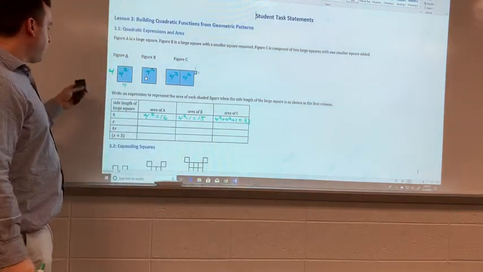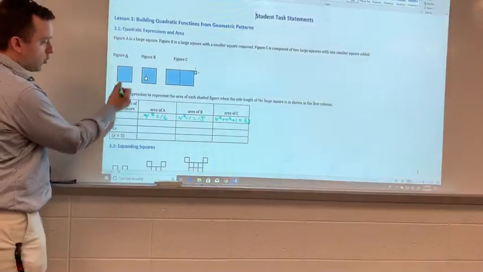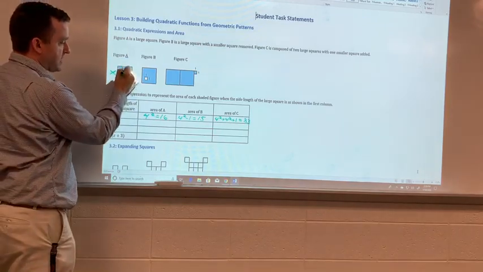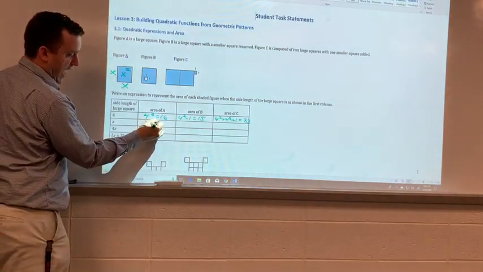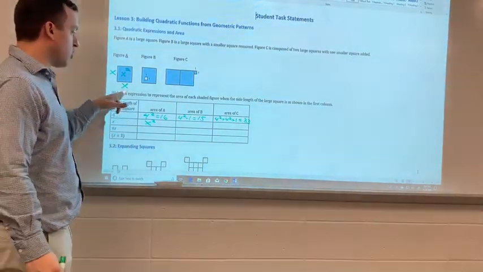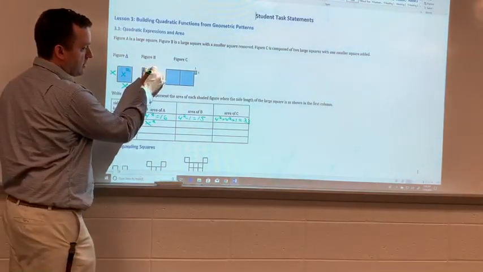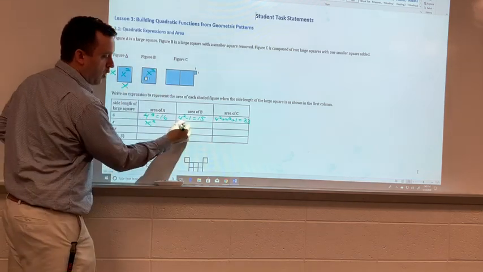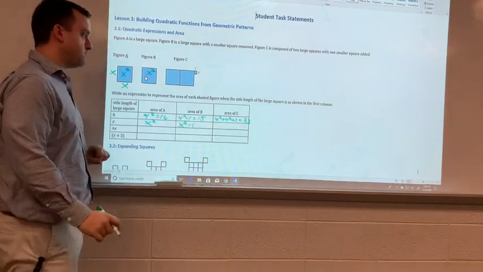So now, if I remove an actual number and put in a variable, what if this were x by x? Multiplying x times x gives us x squared. So with a variable, it would be x to the second power, and I can't actually put a number in there because I don't know what x is until you tell me a number. Same thing here. The blue area would be x squared, but I need to remove the 1. So this would be x squared minus 1.